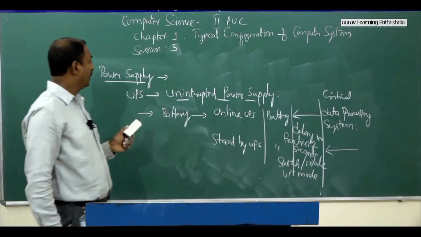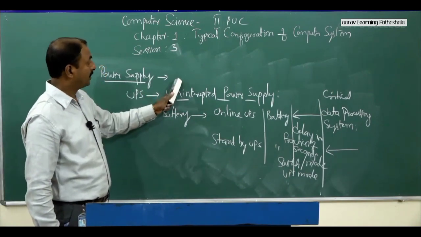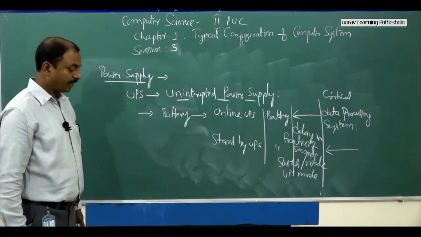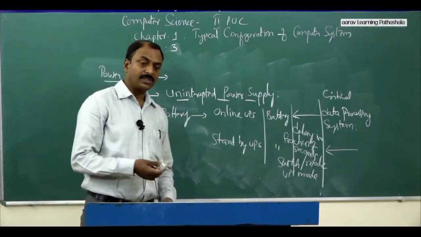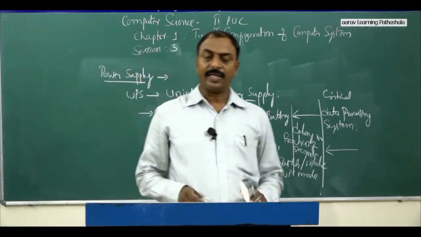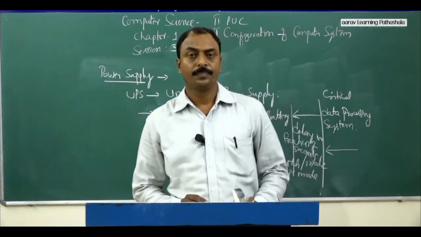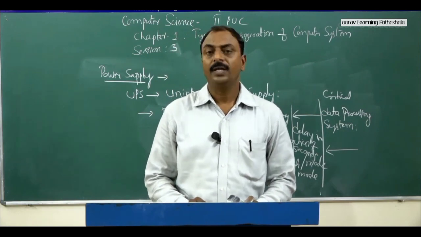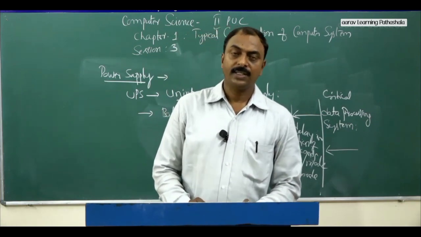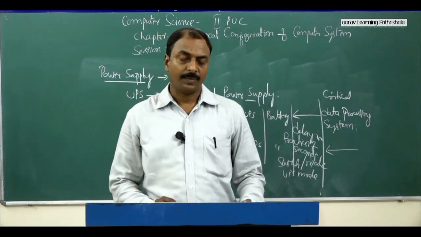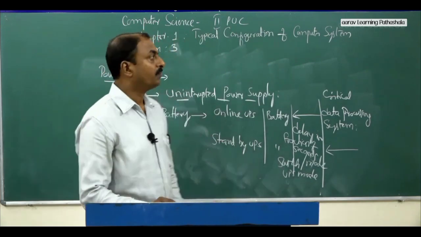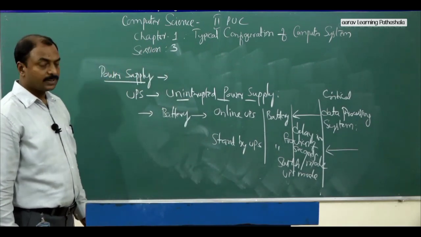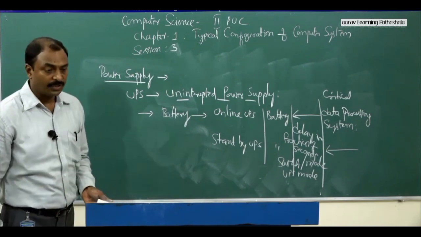So just to repeat, there are two types of power supply. One is SMPS, the second one is UPS. SMPS provides supply to the computer system as long as the electricity is available. And UPS provides continuous power supply without any interruption. That's why it's called UPS, uninterrupted power supply. So it is advisable for every computer user to make use of this UPS effectively.